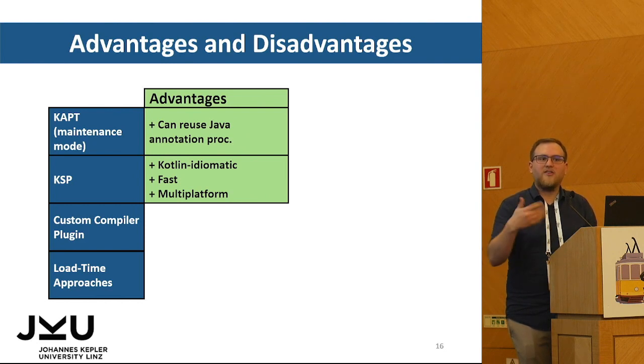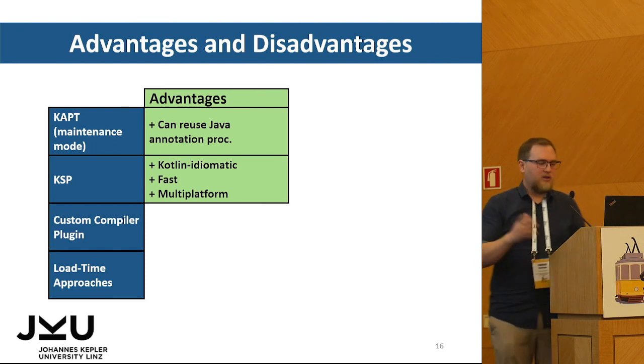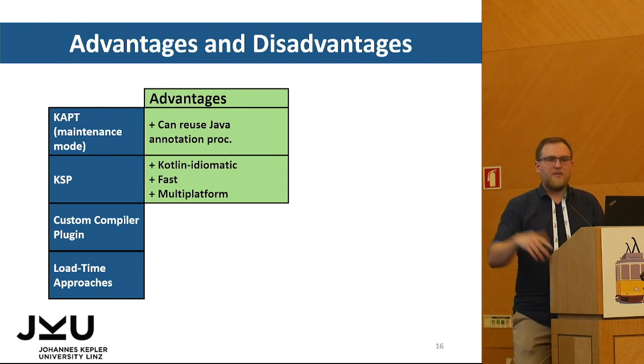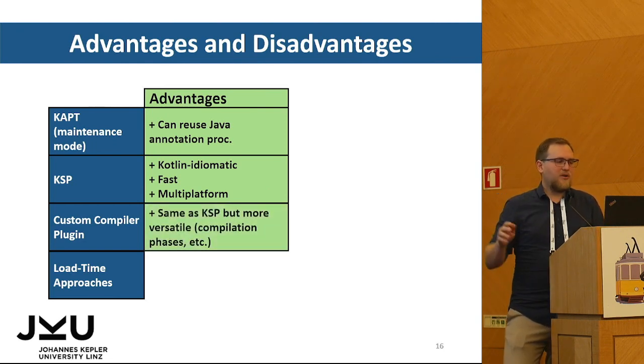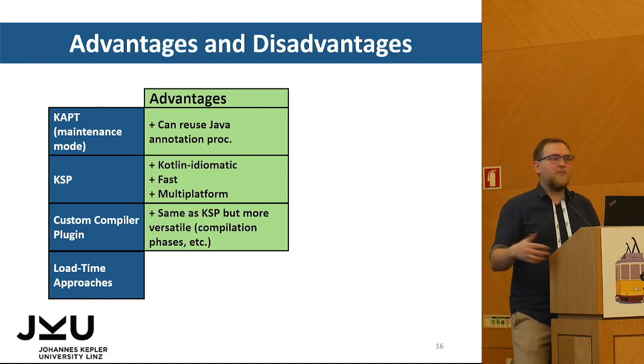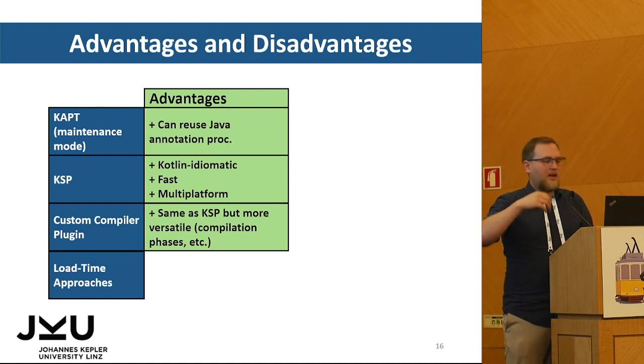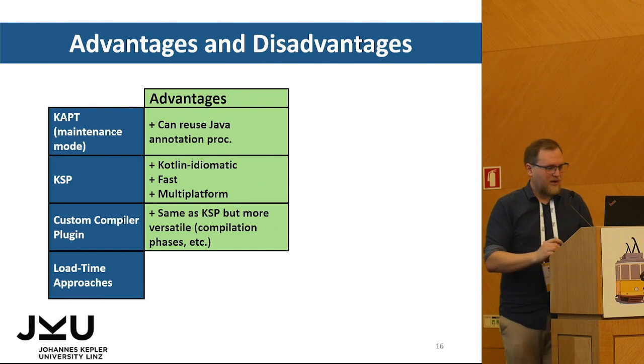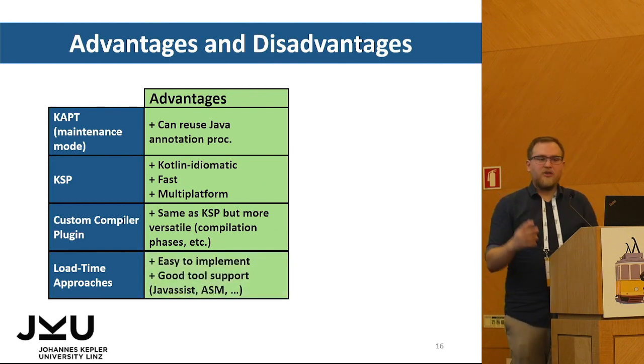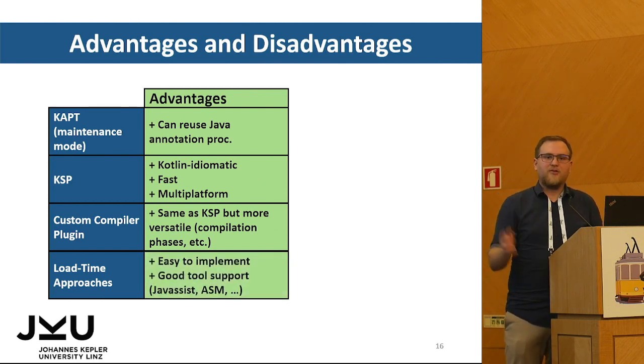Things that did not exist back then in Java. KSP is faster than KAPT, nearly double the speed, and it is multi-platform. Custom compiler plugins have the same advantages as KSP, but are still more versatile. And load time approaches are easy to implement, have good tool support, and there are many tutorials out there.